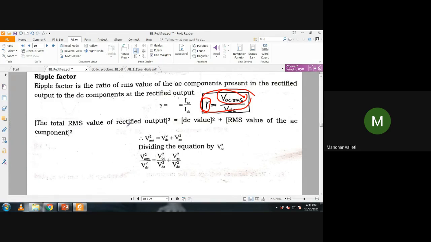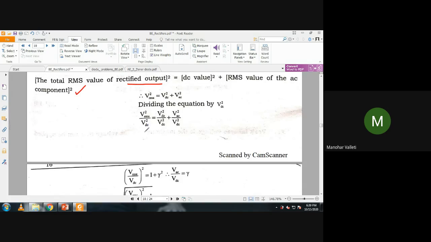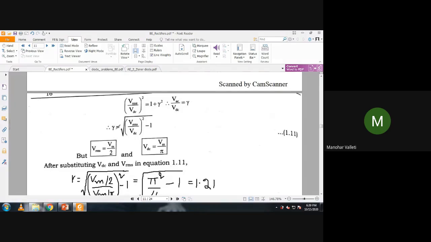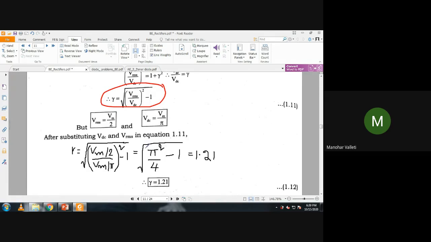The total RMS value in the rectified output, whole square, is equal to the DC value square plus the RMS value of the AC component square. From this relation, if you keep solving, you will get the ripple factor gamma equal to square root of (Vrms by Vdc) whole square minus 1. We already know the Vrms value and the Vdc value of the half-wave rectifier output. If you substitute these, you will get 1.21 as the ripple factor for half wave.